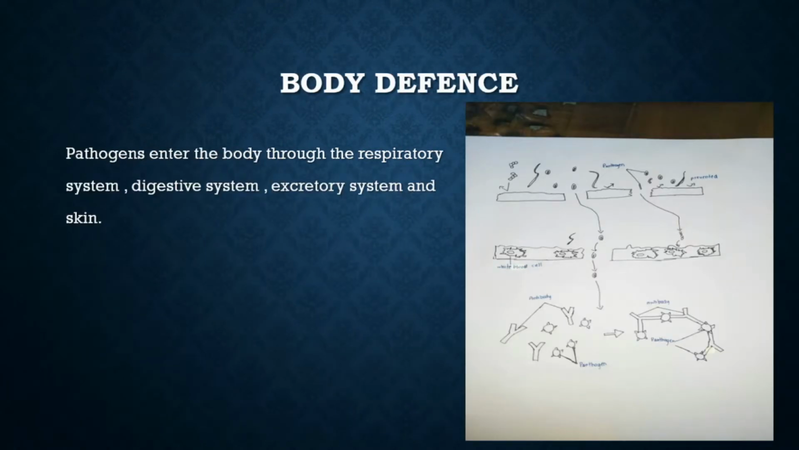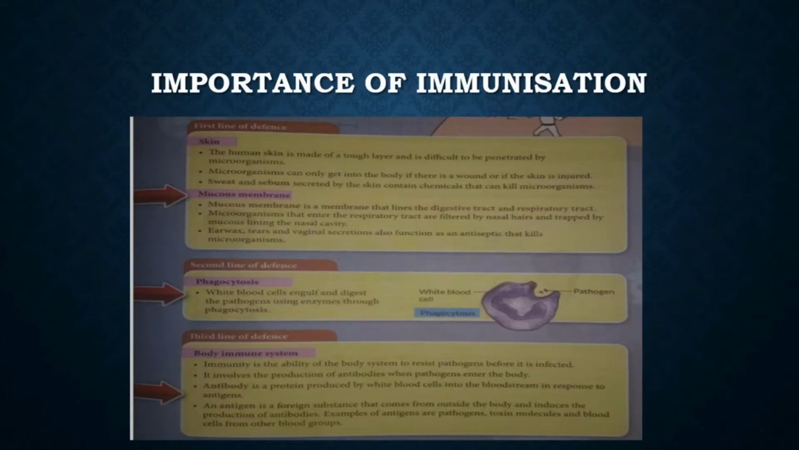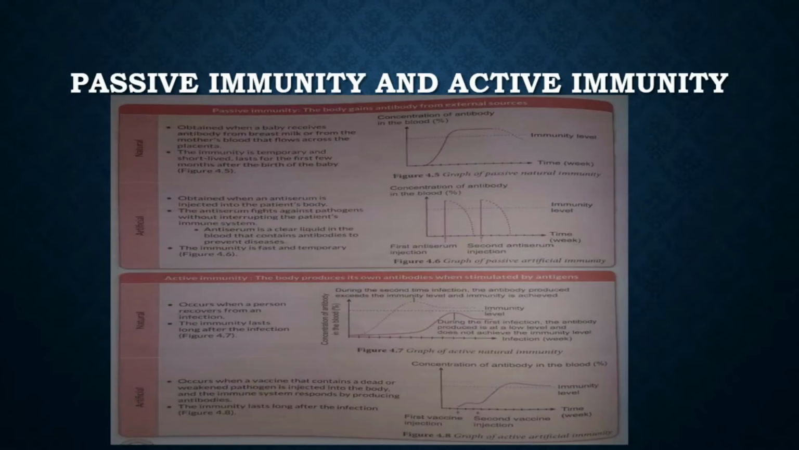Body defense. Pathogens enter the body through the respiratory system, digestive system, excretory system, and skin. You can look at the picture; this is how the process takes place. Importance of immunization: this picture shows the importance of immunization. Passive immunity and active immunity: this picture also shows what passive immunity and active immunity are.